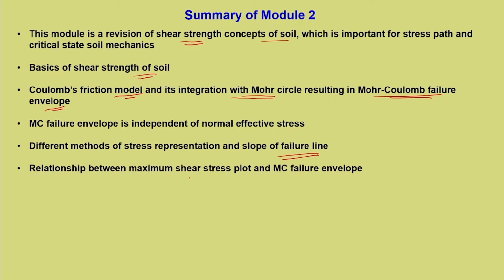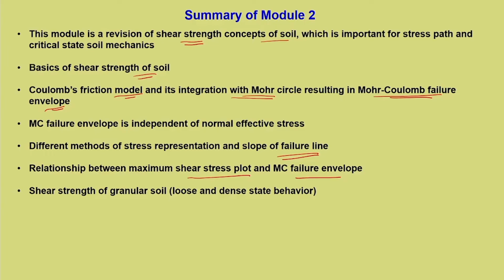The relationship between the maximum shear stress plot and the Mohr-Coulomb failure envelope, that is the s-t plot or t-s dash plot, sigma 1 dash plus sigma 3 dash by 2 versus sigma 1 dash minus sigma 3 dash by 2, and the shear strength parameters C and phi has been determined. And we have also told that this is quite handy because one can always find out C and phi without plotting the Mohr circle.